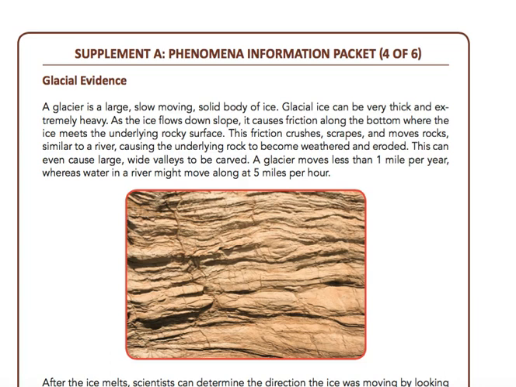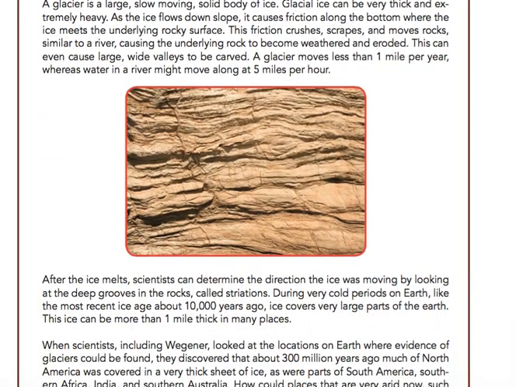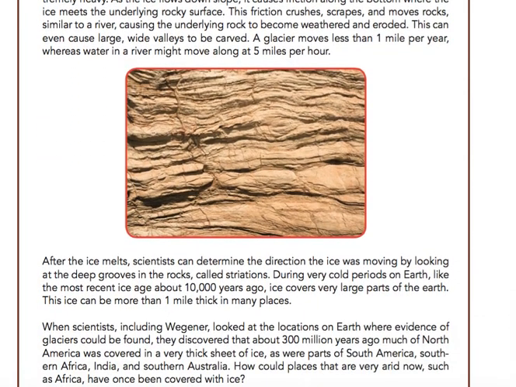Now, this can cause large, wide valleys to be carved. And a glacier moves less than 1 mile per year, so they don't move very fast, whereas water in a river might move 5 miles in an hour. Now, after the ice melts, scientists can determine the direction of the ice. So they look at the grooves and they can figure out in which direction the ice was moving.